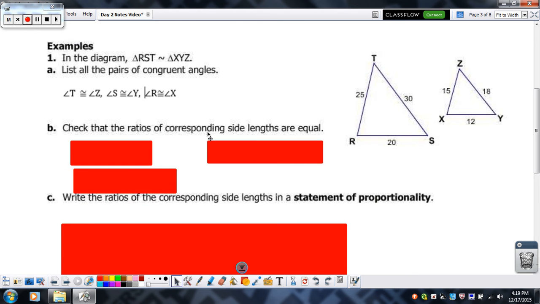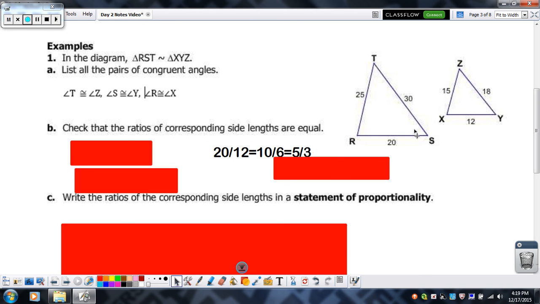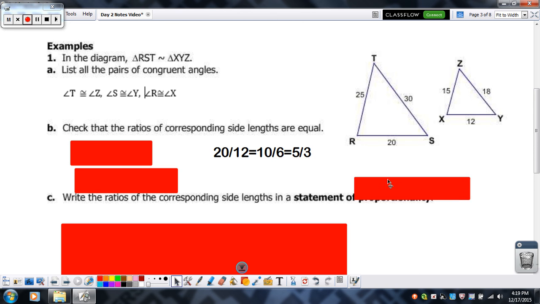Check that the ratios of the corresponding side lengths are equal. So once again, what this means is you have to look to your similarity statement to figure out which sides are corresponding. Here I have side RS. RS is 20, and that is corresponding to side XY, which is 12. So when I create a ratio of these two sides, I'm going to put 20 on top and 12 on bottom, my large triangle on top and my small on bottom. Then we're going to simplify it. Remember, you always want to simplify, so that simplifies to 10 divided by 6, which simplifies to 5 over 3.